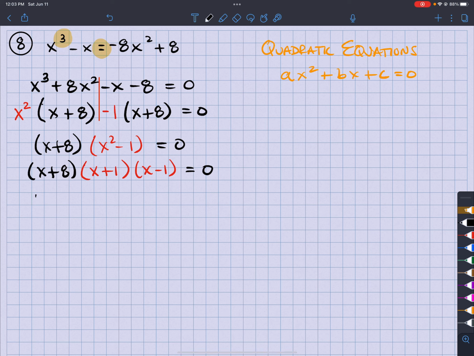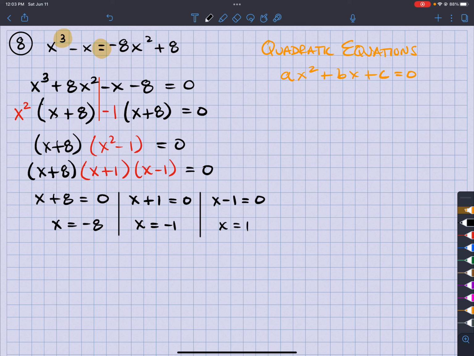So now I got to take each factor and set it equal to 0. x plus 8 is equal to 0, x plus 1 is equal to 0, and x minus 1 is equal to 0. So now I solve, so I get x equals negative 8, x equals negative 1, and x equals positive 1. So therefore, I'm going to write down that x is equal to negative 8, negative 1, and 1. And notice that these are in numerical order. So that is going to be choice B.